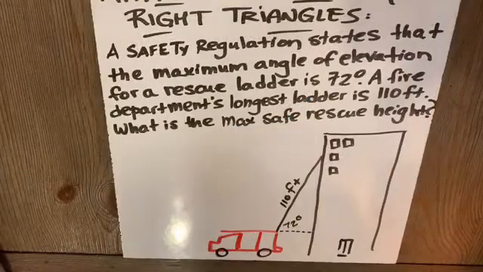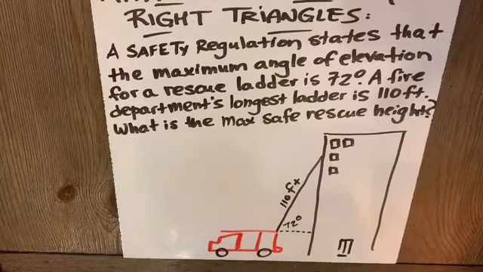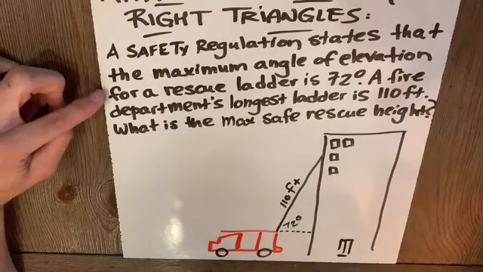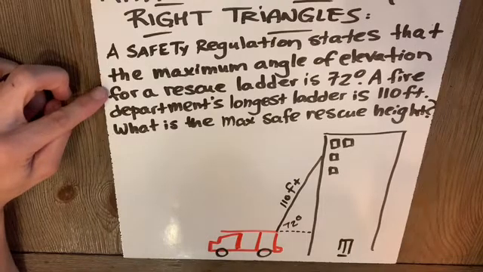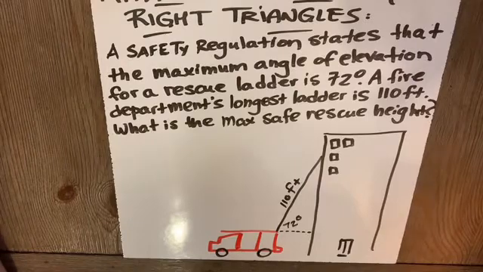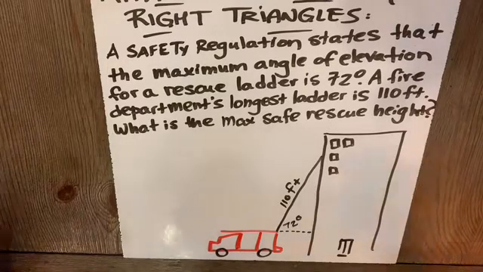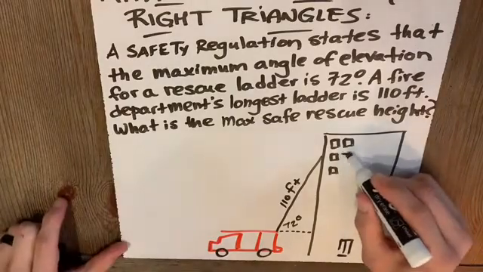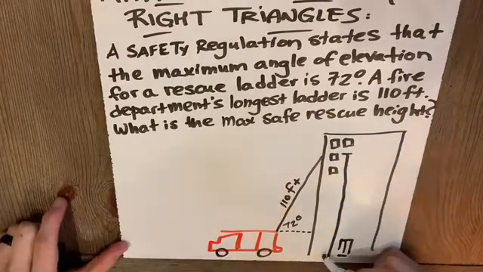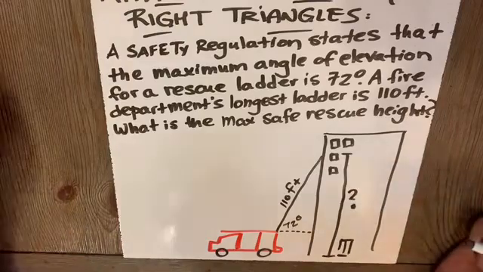A safety regulation states that the maximum angle of elevation for a rescue ladder, remember, an angle of elevation always involves a horizontal, is 72 degrees. A fire department's longest ladder is 110 feet. What's the maximum safe rescue height? This is what we need to know here. How high can someone be and still get rescued?